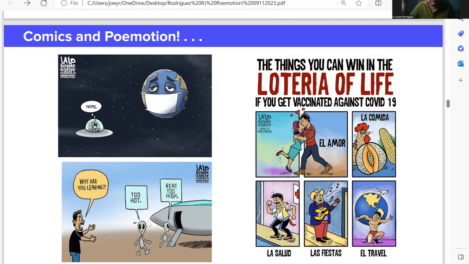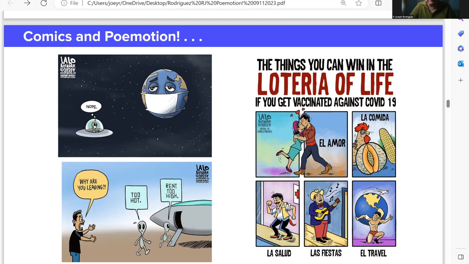On the lower left, this is from last year. The question here is, why are you leaving? Too hot, rent too high. And on the right, these are the things that you can win in the lotería of life, the lottery of life, if you get vaccinated against COVID-19: love, food, health, parties, fiestas, and ultimately travel.